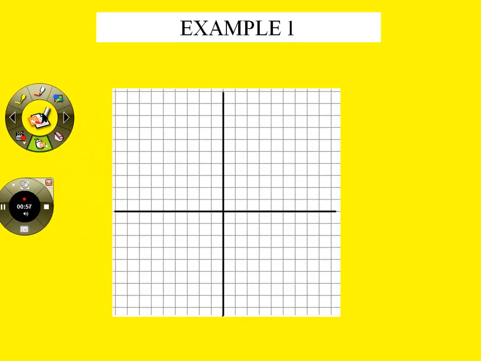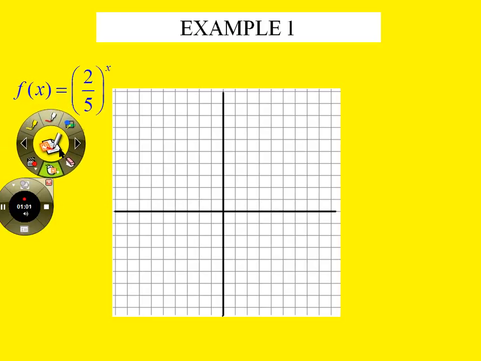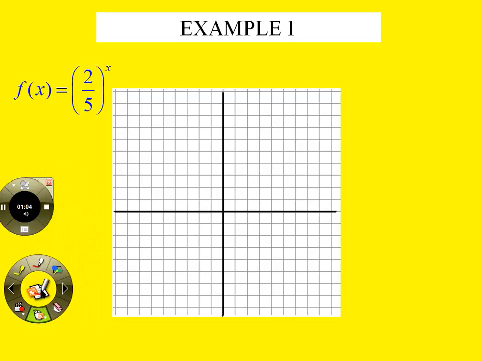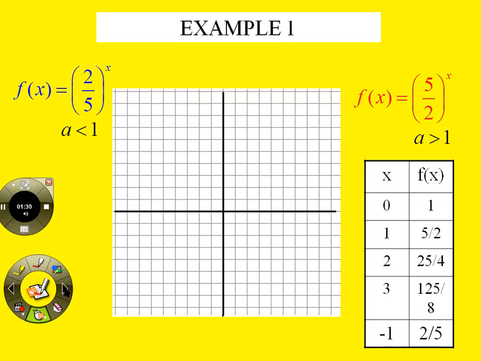That's another thing. Example 1, what we want to do is take a look at f of x equals 2/5 raised to the x, and at the same time look at 5/2 raised to the x. What you want to notice is that the base of the first, the 2/5, is less than 1, and for the other one the base is greater than 1. So there are certain things that happen when the base is greater than 1 and less than 1.